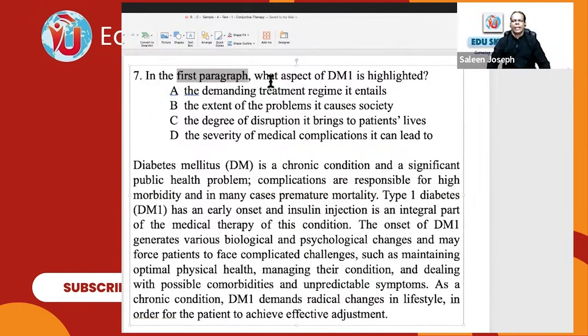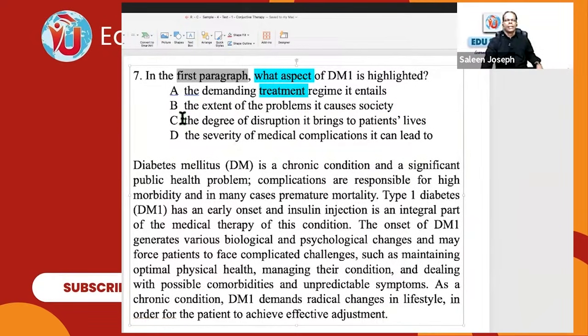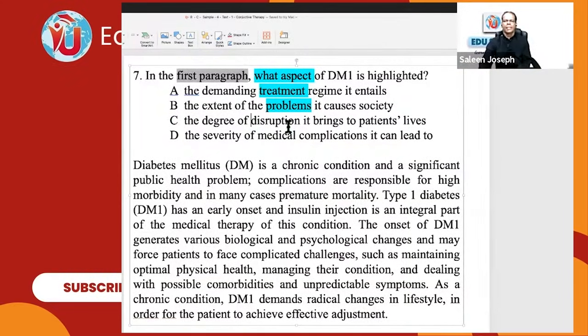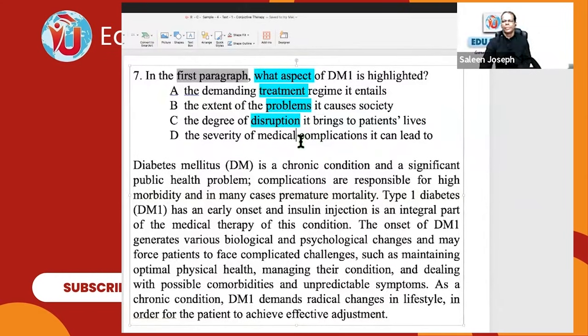Aspect of diabetes. What aspect? First, option A, the demanding treatment regimen entails. Treatment is the hedging word or the keyword. Second option, B, the extent of the problems it causes to society. Problems. Third one, the degree of disruption it brings to patients' lives. Disruption. And fourth one, the severity of medical complications. These are the hedging words.